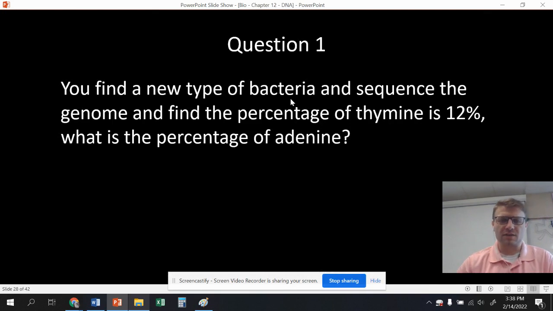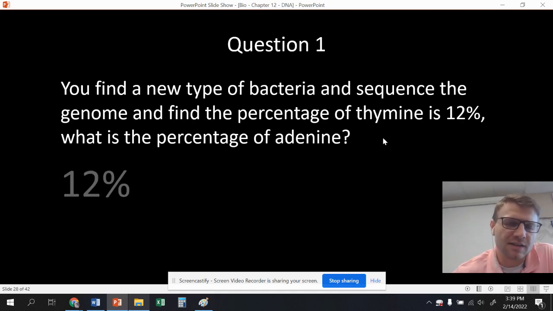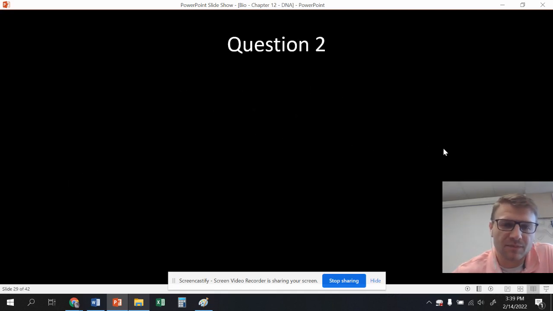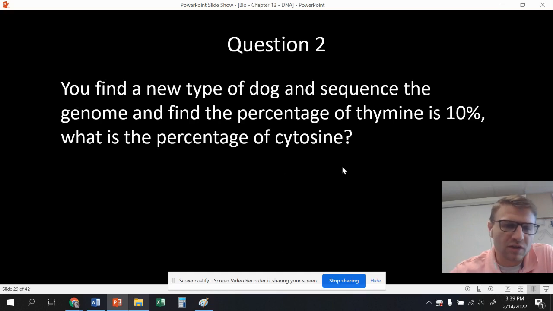I go through these questions, and they're pretty easy. You find a new type of bacteria and sequence the genome and find the percentage of thymine is 12%. What's the percentage of adenine? That's easy at 12 because they're the same. This next question is going to be a little bit more difficult. So it says you find a new type of dog and sequence the genome and find the percent of thymine is 10%. What is the percent of cytosine?